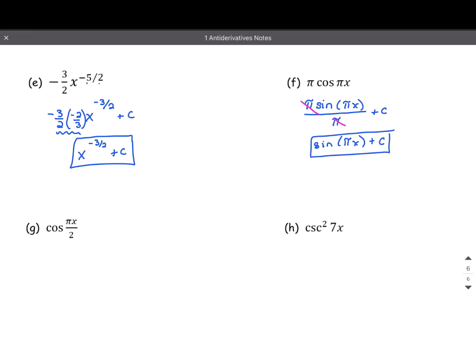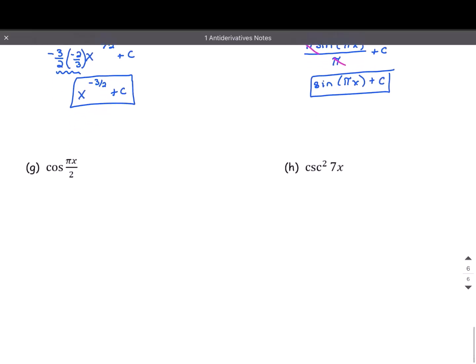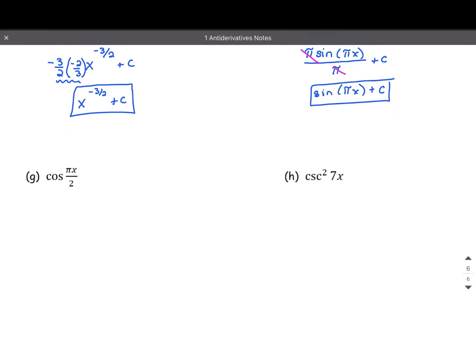Yay! All right, 2 more. We're almost there, guys. Cosine of pi x over 2. What has a derivative of cosine? That's sine, and we keep the angle pi x over 2. Now, what's the derivative of that angle? Pi x over 2. The derivative is pi over 2, so we have to divide by that, which is the same as multiplying by the reciprocal, 2 over pi. And don't forget, plus c at the end.